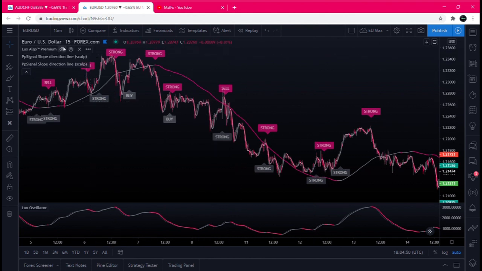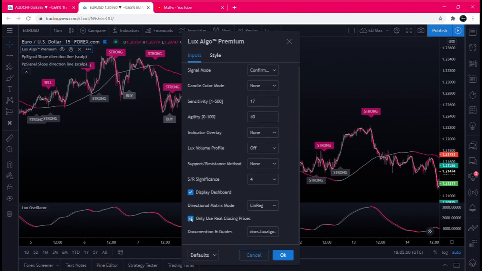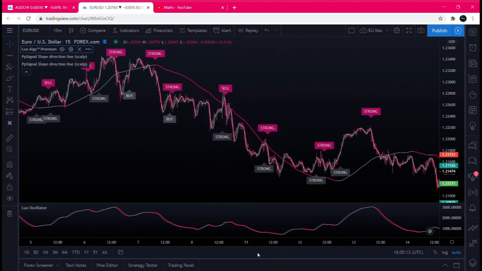So first settings, Lux Oscillator is 17 and 40. I don't think you need any of these. I have this at only use real closing prices, but I think that's for directional matrix mode. Nothing to do with any of this. The only thing that matters is sensitivity and agility. Enough of that. We're going to go on the first PP signal slope directional line.